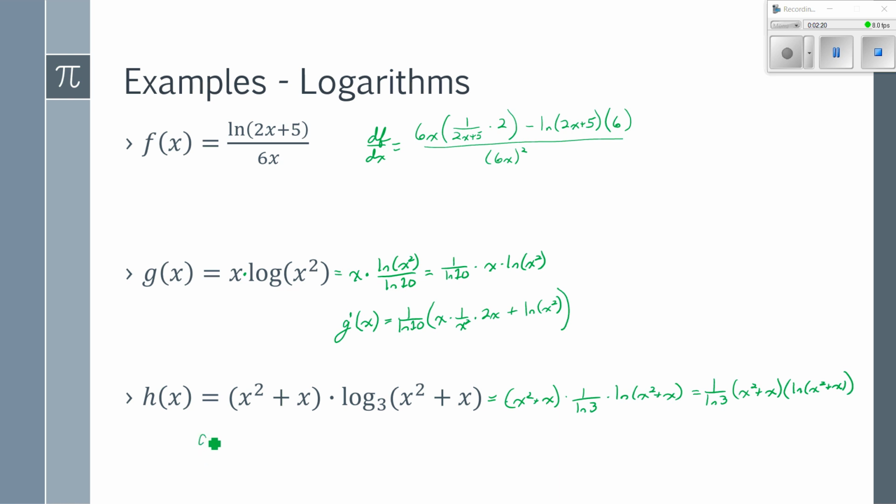So now when I'm finding dh/dx, the 1 over natural log of 3 is a constant multiple. Then in parentheses, I need the product rule. So first, then the derivative of the natural log is 1 over what's inside times the derivative of the inside, plus second times the derivative of the first. And there are my derivatives.